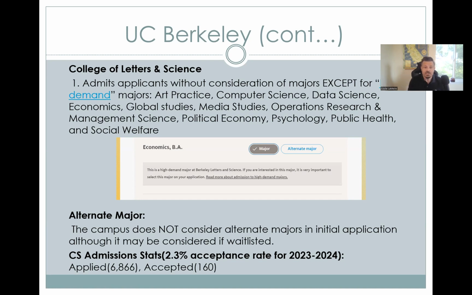Just for the record, last year, direct admission to computer science, 2.3% acceptance rate. So, for those of you that are good at maths, that's a 97.7% rejection rate.